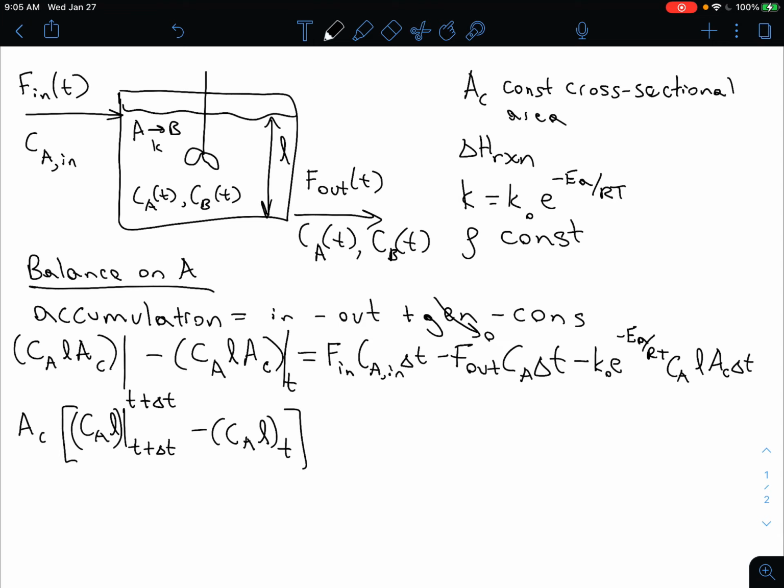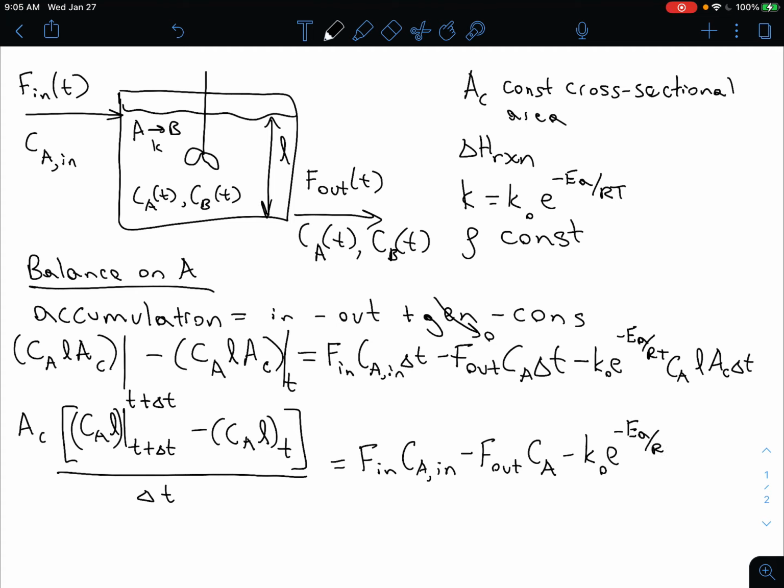I'll put brackets around that to make it clear. I'm also going to divide through by delta T. This is going to equal F in CA in minus F out CA minus K naught e to the minus EA over RT CA, and L AC.